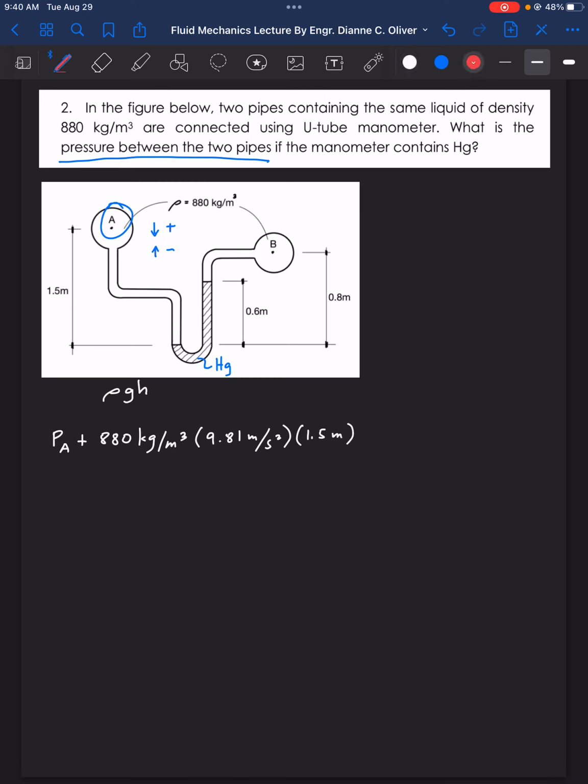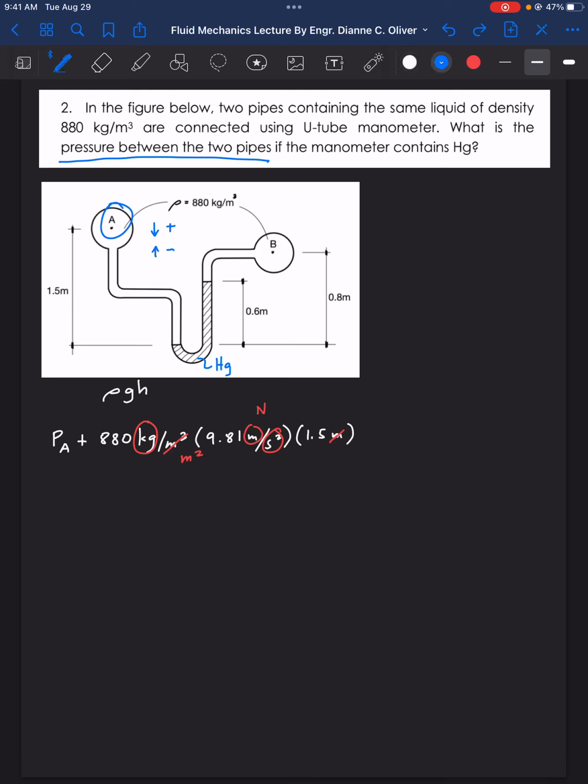Now cancellation: kilogram meter per second squared is actually Newton, and we cancel out the meter, and what's left is meter squared. So what we got is Newton per meter squared, and that is Pascal. Okay, that is in Pascal. Remember that.